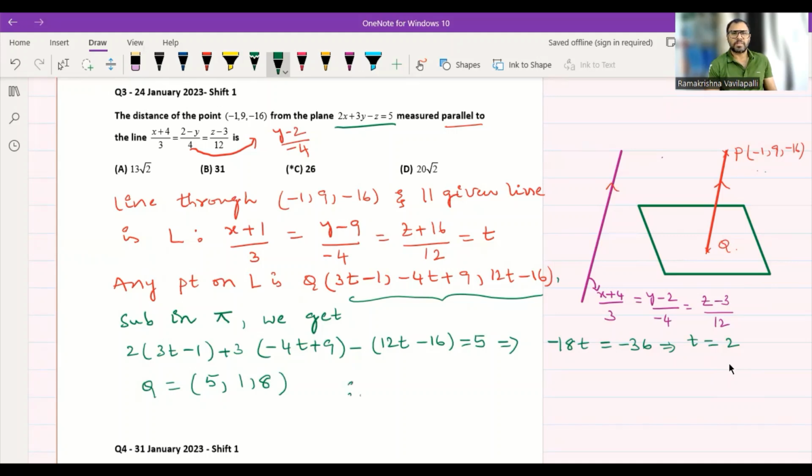So therefore, they are asking what is the distance of that point, meaning what is the PQ distance. So now PQ equal to, this is the point P. So 5 minus of minus 6, 6 square, 36. And next 1 minus 9, 8 square, that is 64. And this is 24 square, 576. That's equal to root over 676. That's equal to 26.